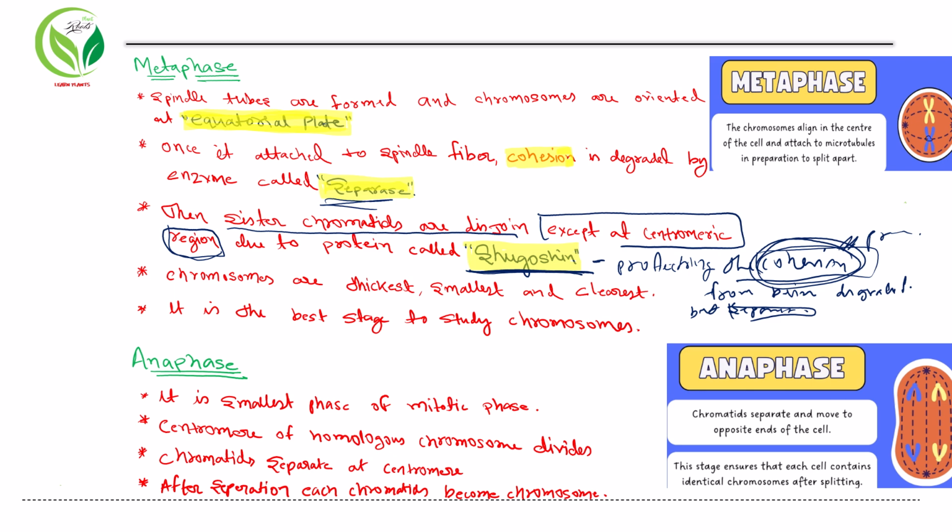See this centromeric region in this diagram. Okay. This is centromeric. The centromeric region is not separating because of what? Shugoshin protein. Because of Shugoshin protein. Okay.